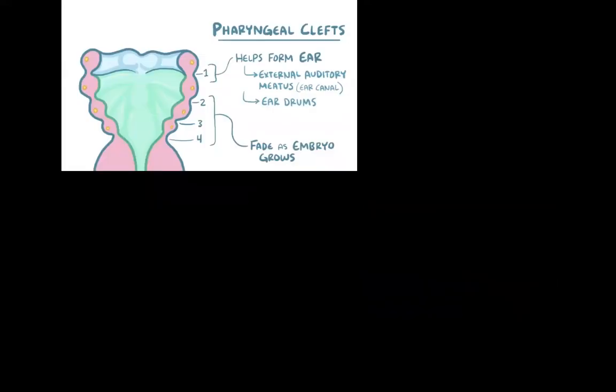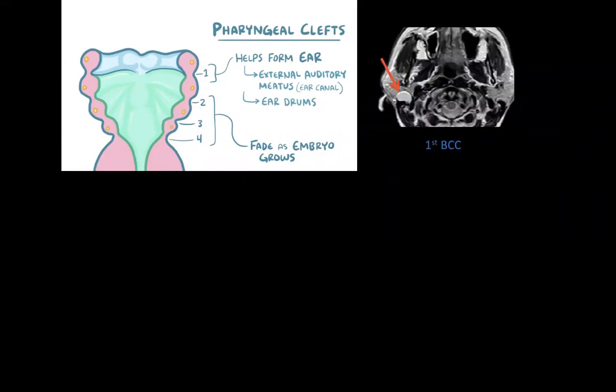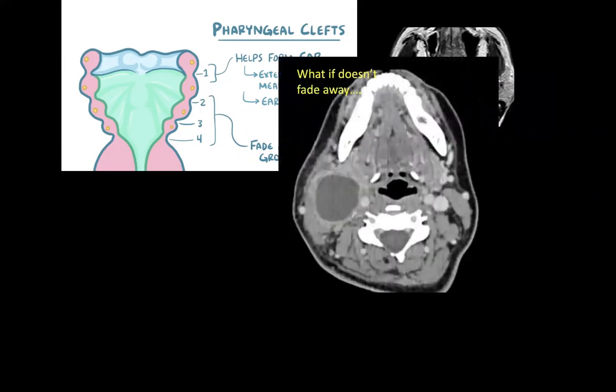What about the cleft? Very important. The first cleft helps form the ear, in particular the external auditory meatus and eardrum. If the pharyngeal cleft does not regress completely, you will have a first branchial cleft cyst, which is very close to the ear canal. So you can explain the location of the first branchial cleft and diagnose a first branchial cleft cyst by knowing the embryology.